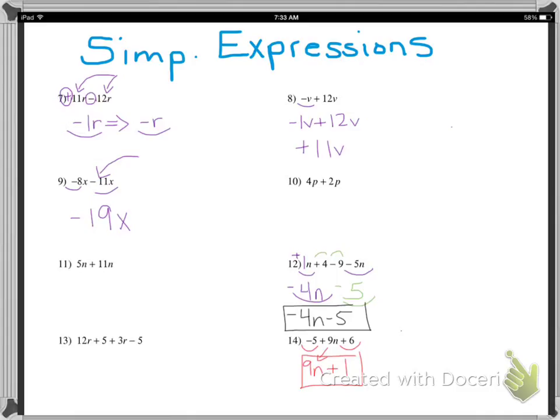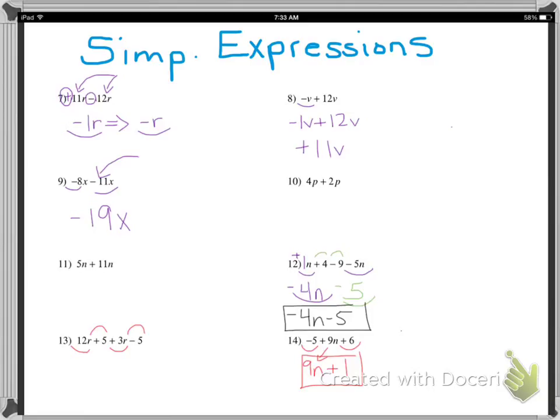Oh, I'm liking number 13. Lucky number 13. I have a 12r and a 3r, a positive 5, and a negative 5. So let's do the r's. Let's do the 12r and the 3r. Same sign, sum, keep the sign, or same sign, sum, sign of the higher number. It'll be the same.